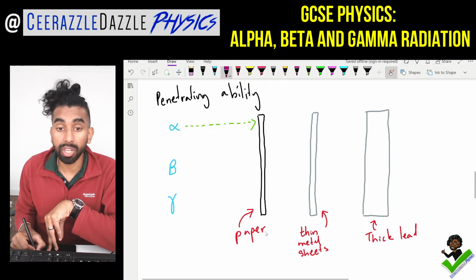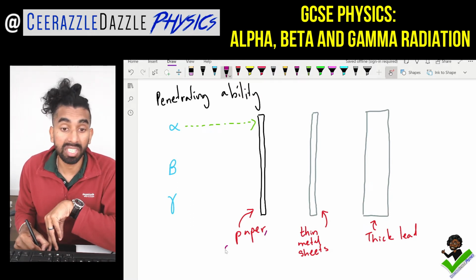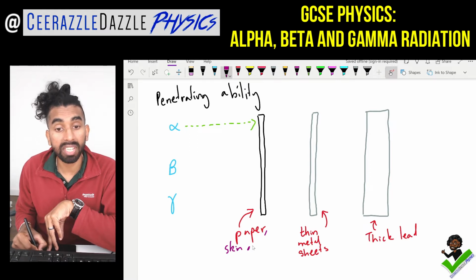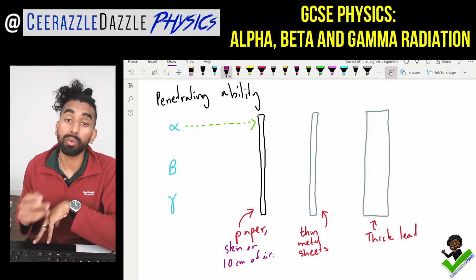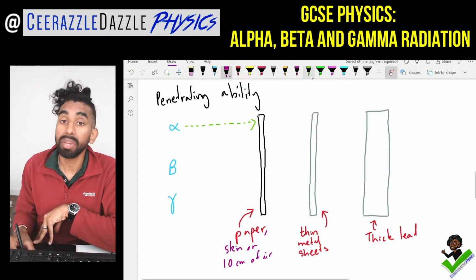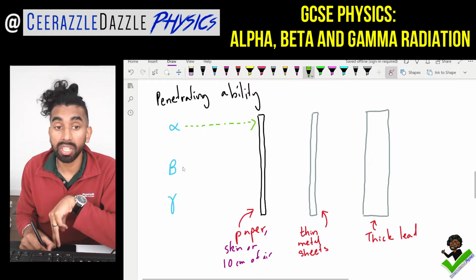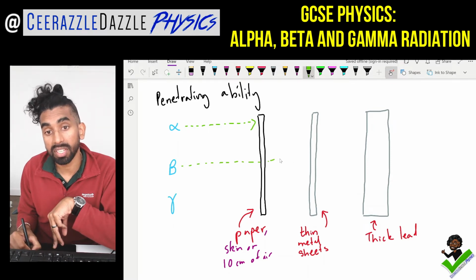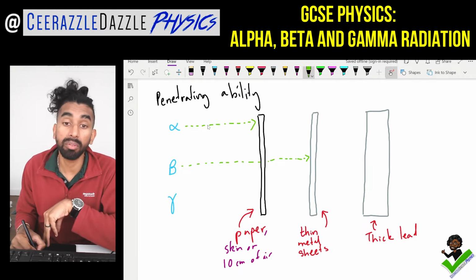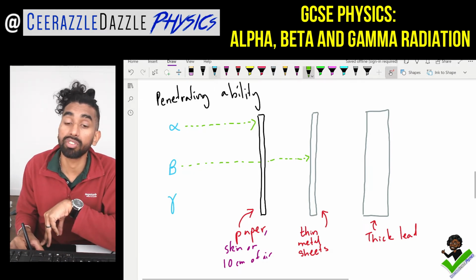And a bit more information: it can also be stopped by skin or 10 centimeters of air. So 10 centimeters of air will protect you from alpha. Your skin will protect you from alpha, and also paper. Beta radiation is a bit more penetrating, so it can actually pass through the paper, but it is stopped by thin metal sheets, like aluminium.